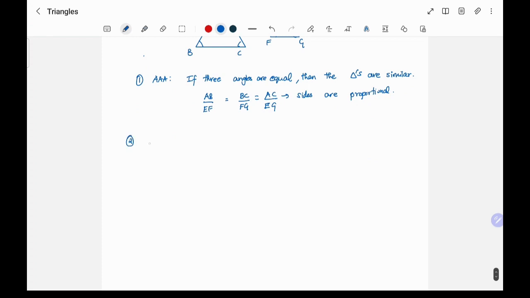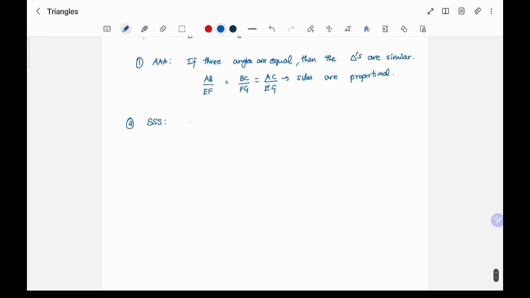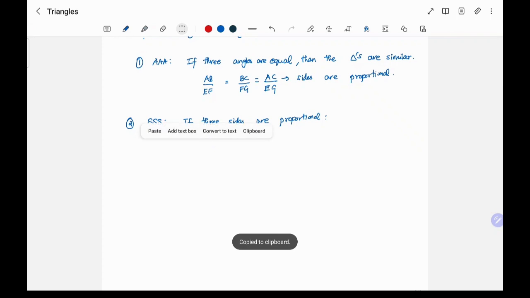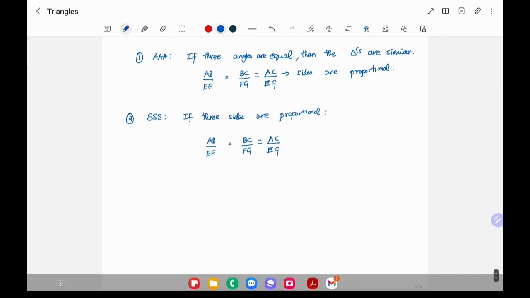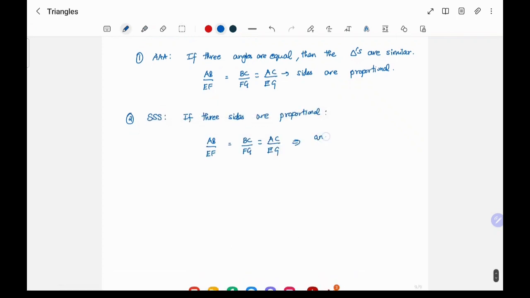Next we have the SSS similarity. This is relevant from the definition of similarity itself, right? If three sides are proportional, then we have SSS similarity. Again, the same definition. If this is equal, then we can say that the angles are equal.